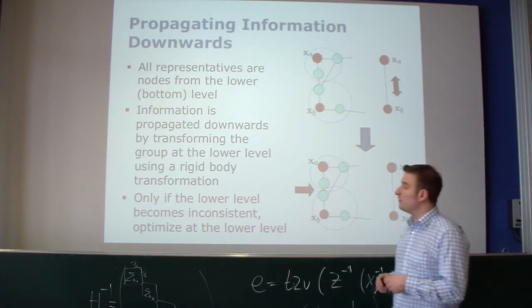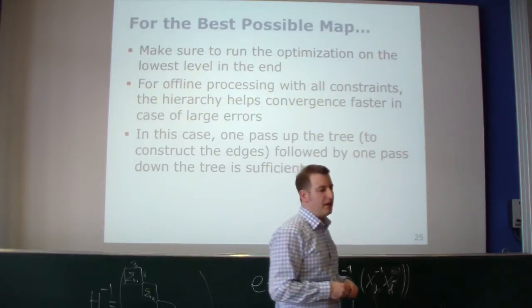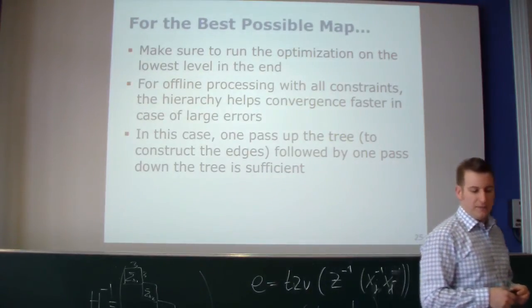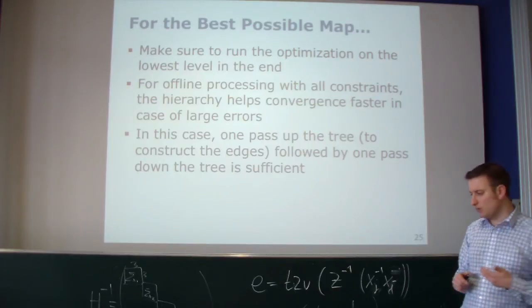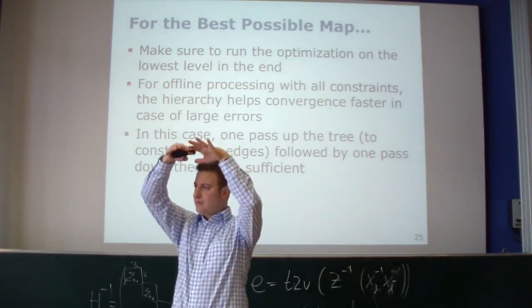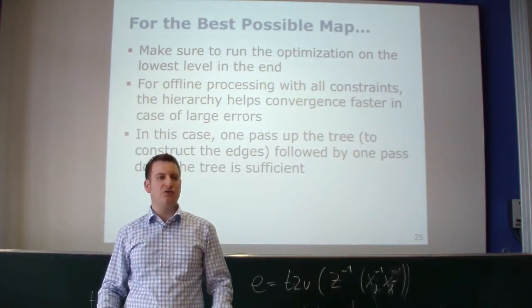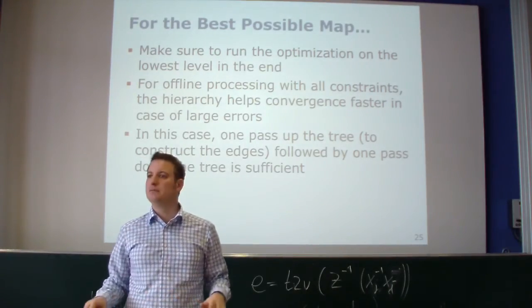So whenever I get a new observation in, I can perform this structure over here. If I want to use it to just compute, given all constraints, the best map, what I would need to do is build up the hierarchy up to the highest node and then propagate the information downwards until I optimize the lowest level.